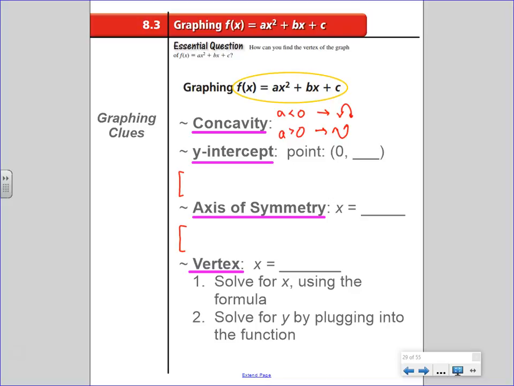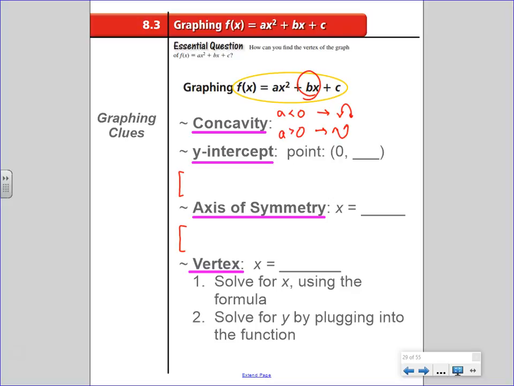Oh, the C. Yesterday we talked about the C. And the C, if the C is positive, where are we shifting? We're shifting or translating up. If C is negative, then we're shifting or translating down. This is what's new: adding the X. The BX is new. Okay?